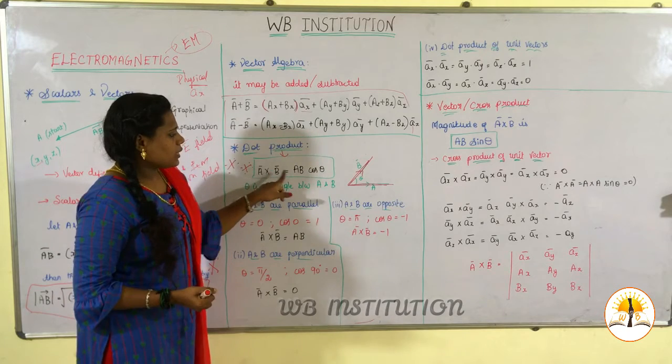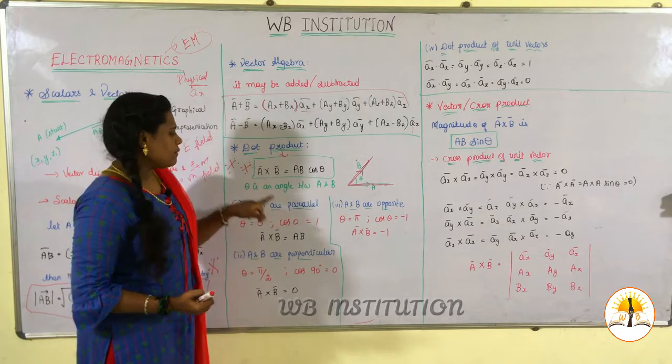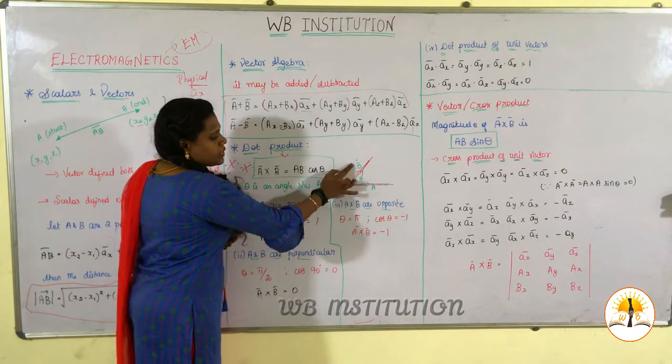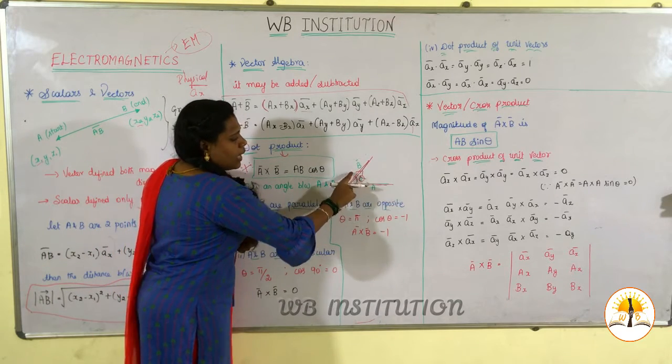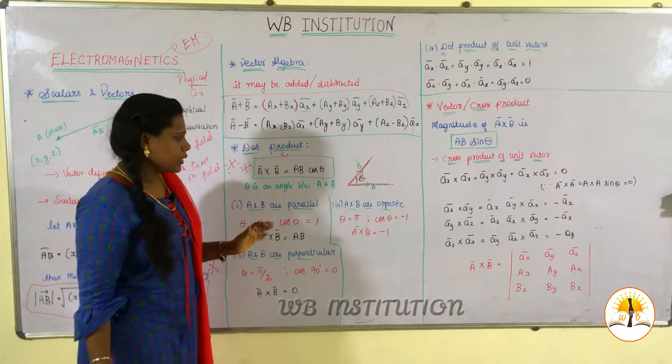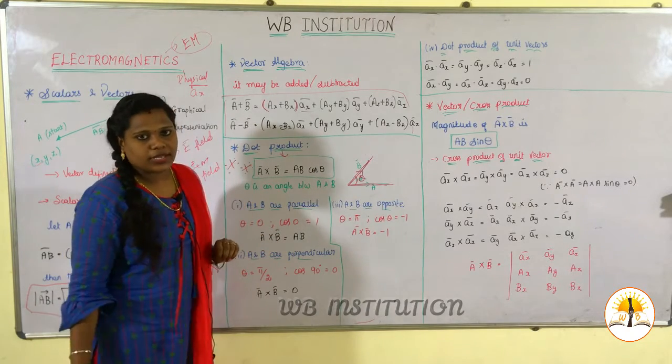A dot B vector equals AB cos theta, where theta is nothing but the angle between A and B. Since it is A, it is B. Theta is nothing but the angle between A and B. Theta may be 30 degrees, 55 degrees, or anything. So it exists in 4 cases.